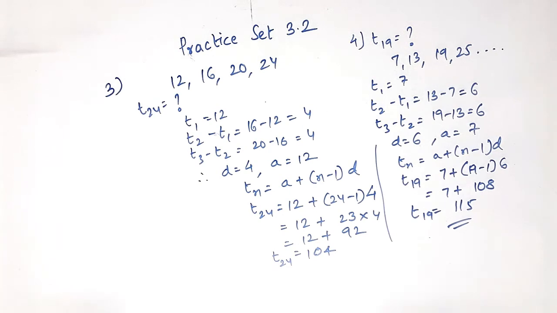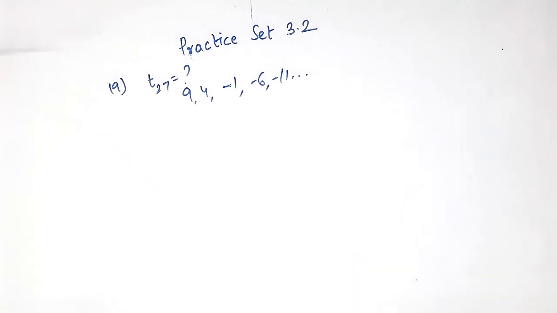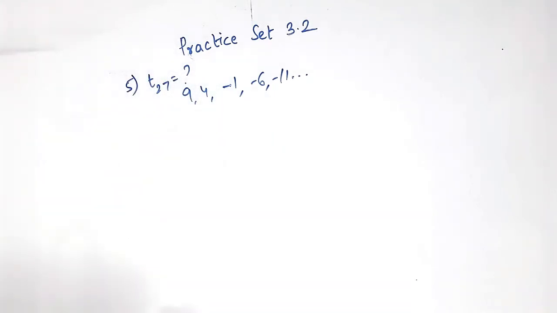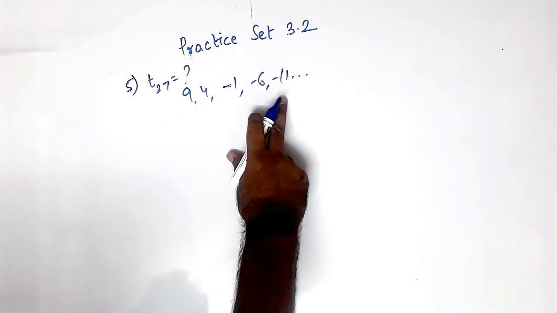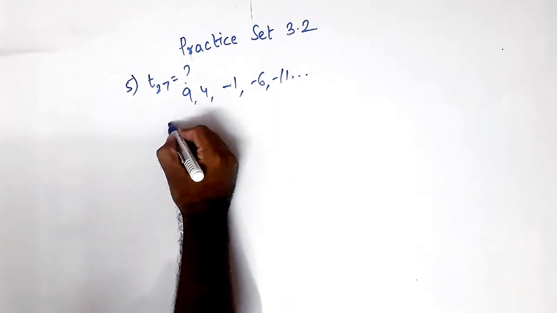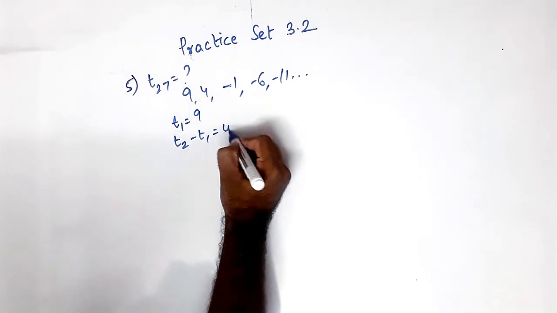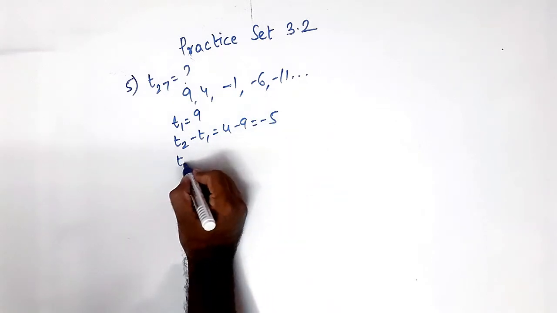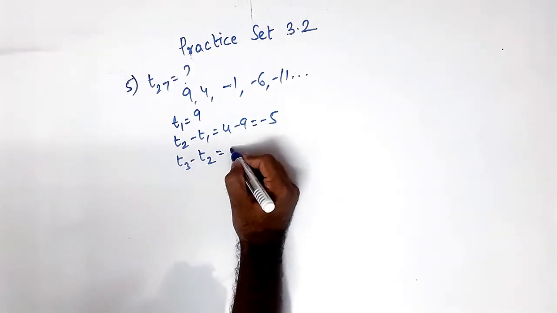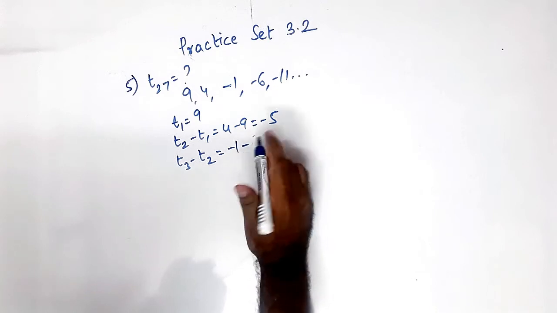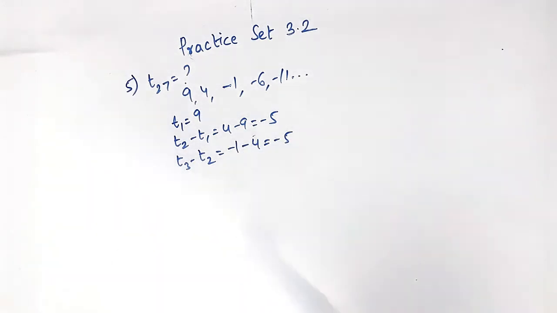Question number 5 is also similar, so I'll do that. Okay, so 27th term we have to find. Beg your pardon, this is 5th one. So 27th term we are asked to find, where this is the given arithmetic progression. So I'll first write T1 is 9, T2 minus T1 is 4 minus 9, that is equal to minus 5. T3 minus T2 equals minus 1 minus 4, so that is equal to minus 5.